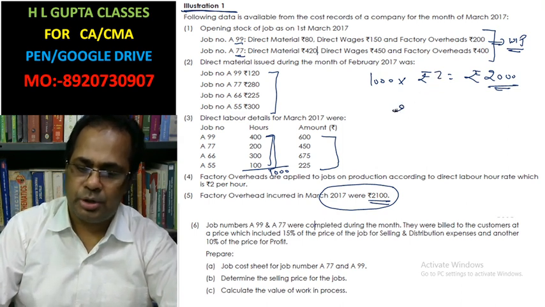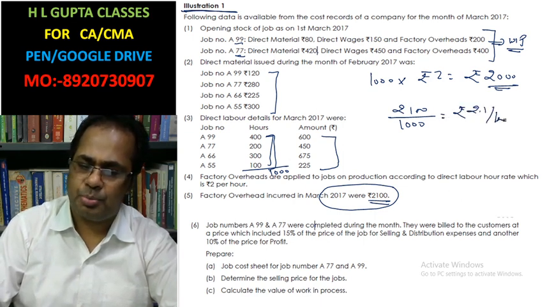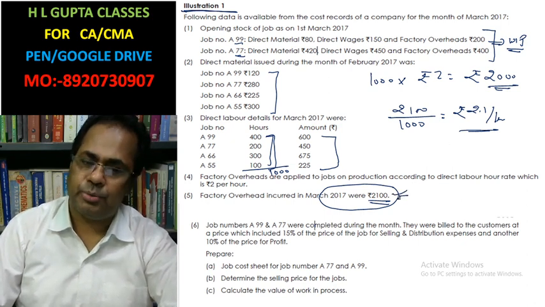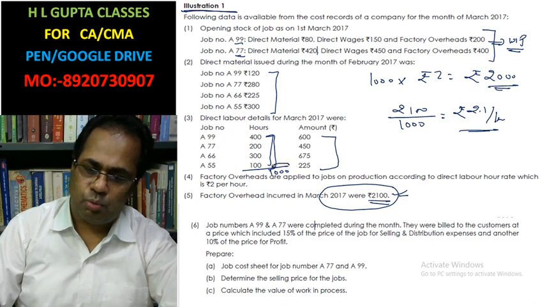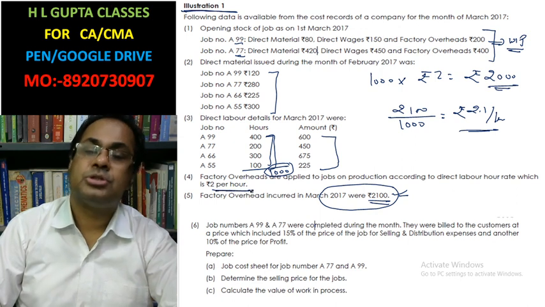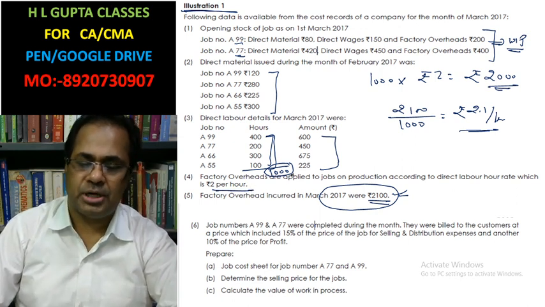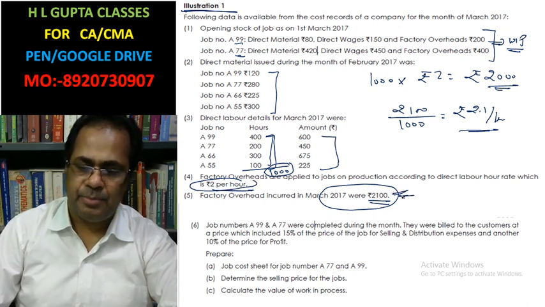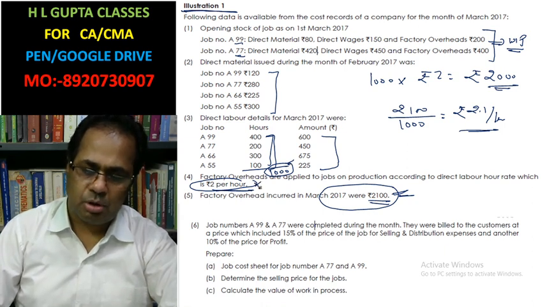It means 2100 divided by 1000, so the overhead recovery rate is rupees 2.1 per hour, because the total factory overhead given is 2100 and the total hours are 1000. The statement that overheads are applied at rupees 2 per hour is not correct, because the total overhead is 2100 and the total hours is 1000. So that is wrong, and this is the correct one.